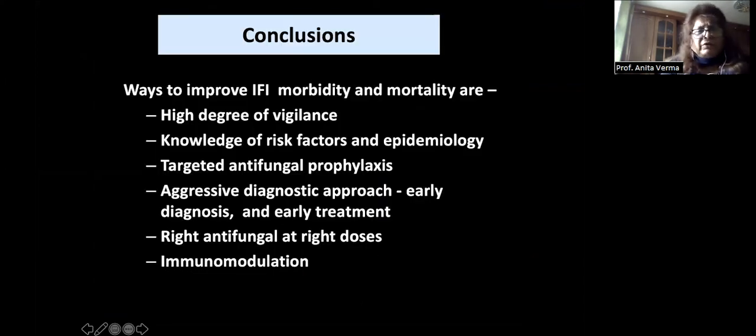So in conclusion, ways to improve invasive fungal infection morbidity and mortality are a high degree of vigilance and knowledge of the risk factors and epidemiology, targeted antifungal prophylaxis, an aggressive diagnostic approach, early diagnosis and early treatment, and the right antifungal at the right doses are very important. And we have to consider immunomodulation sometimes in some groups of patients.